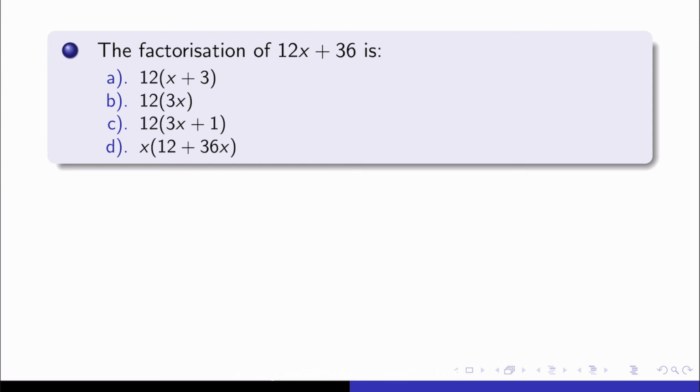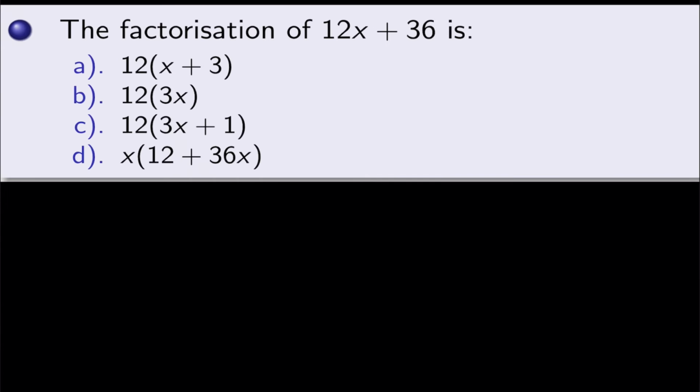Next question, we are also being asked to factorize 12x plus 36. We just have to find the common factors, then we factor out those factors. We can see that 12 can go into 12x and 12 can go into 36, right? So we are going to factor out 12 from this expression. So now with 12 out, here we'll be left with only x.